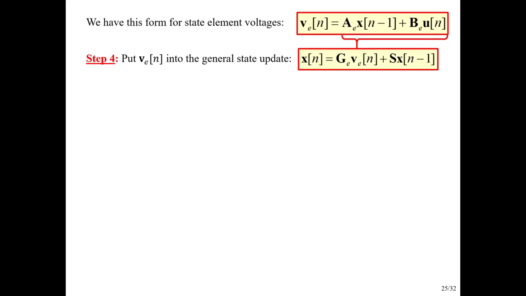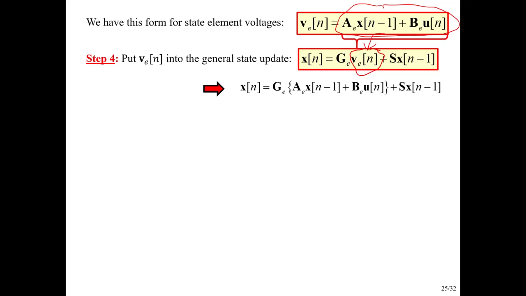Now, why did we want those state element voltages? They were the things that contribute to the state update. So that was our general state update form that we just had. So we need to figure out this diagonal matrix and this diagonal matrix and populate the X in some appropriate order. But once we do that, we plug in for this. We've got a form for that. We just wrote that based on our MNA analysis. So that gets plugged in, and so there it is, plugged in there.